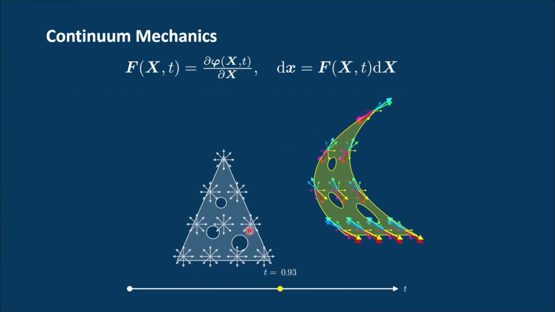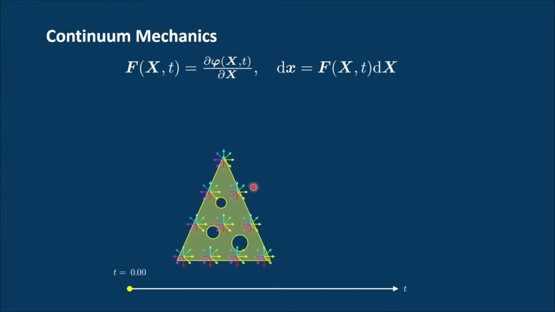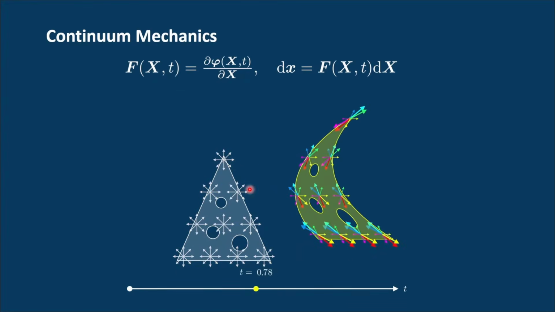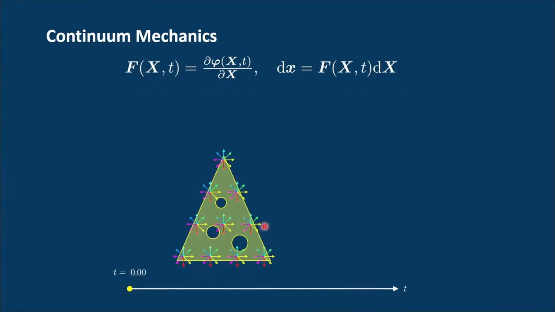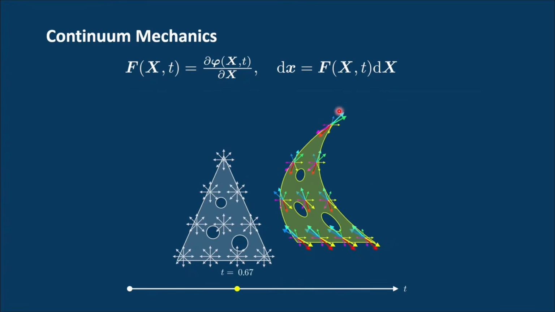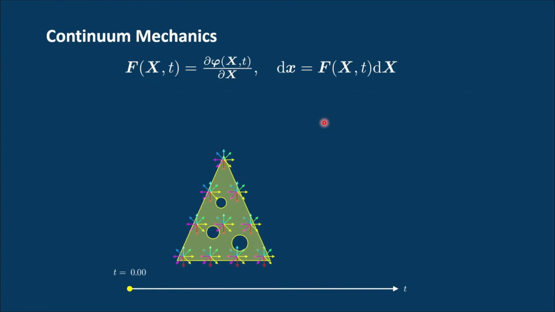And we can use this to visualize the deformation gradient field over our deforming object. So here we can see the undeformed line elements, and then over time these line elements deform. And this deformation is described by the deformation gradient.